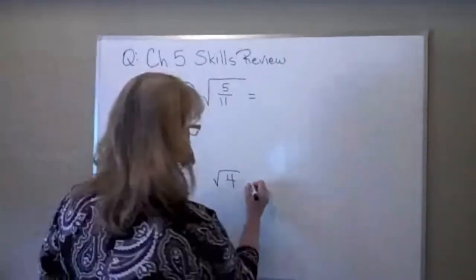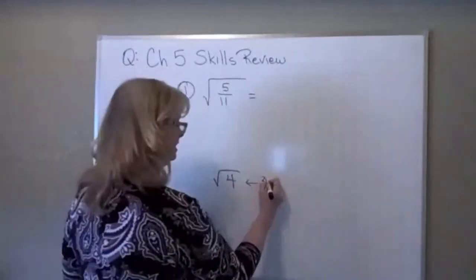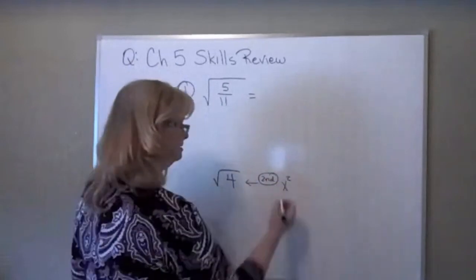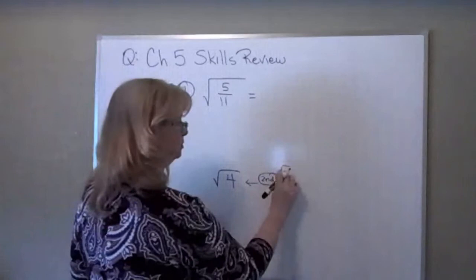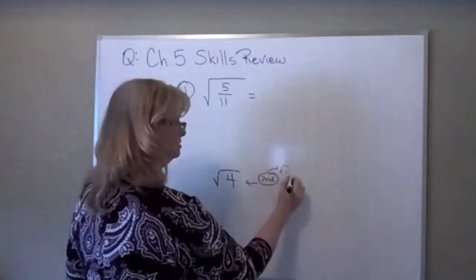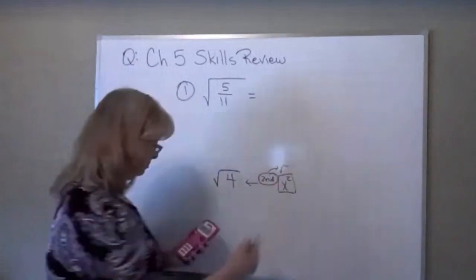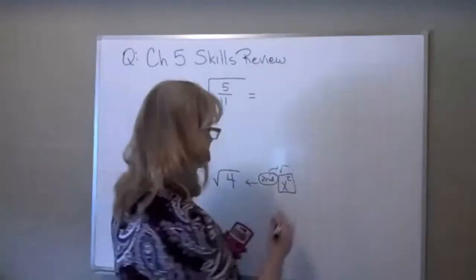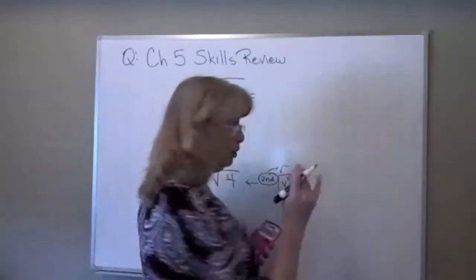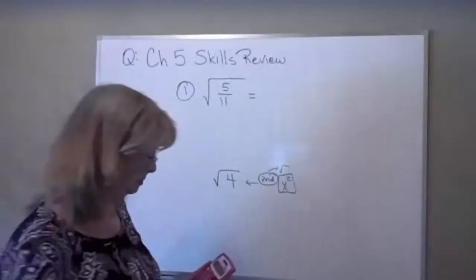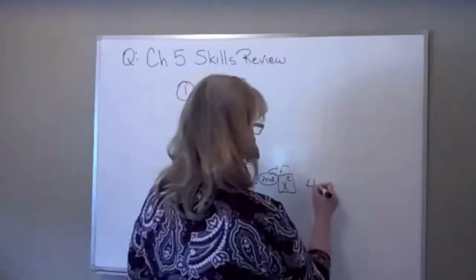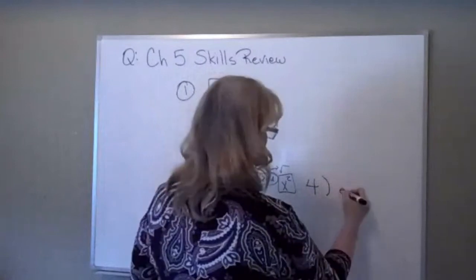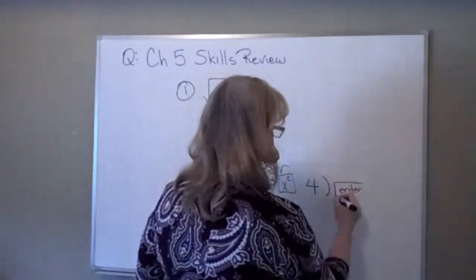So when I did this, basically I did second, and then I did the x squared button because square root is the second function for the x squared. And then it opened the parentheses. I didn't have to put the parentheses in. And then I did 4, and then I could close the parentheses and then do enter.